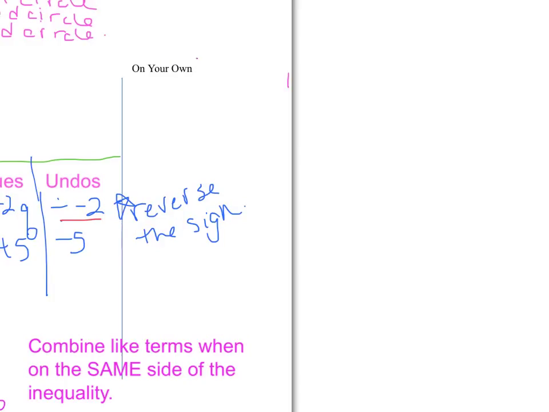To conclude this video, I'd like to send you with an on your own question. So I'm not going to solve this one out for you, but I'd like you to try it on your own and then come and check it with your shoulder partner tomorrow. Alright, so try this problem on your own. 4 times the quantity of 4 minus r plus 1 is greater than 13. Good luck and let me know how you do on that problem.